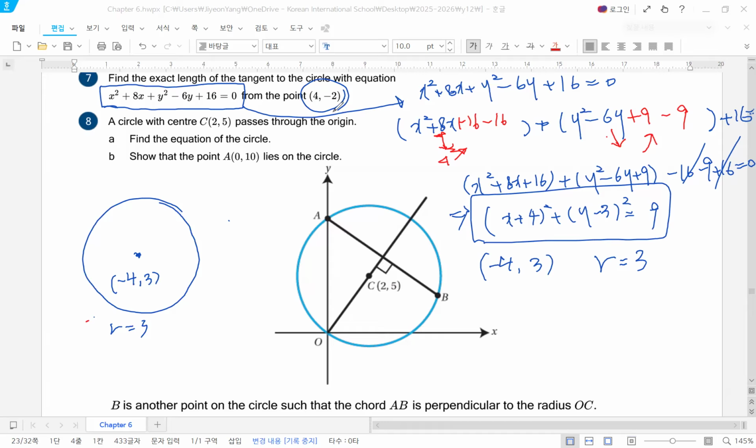So 4 and negative 2. Then 4 plus 4 squared, which is 8 squared, plus negative 2 minus 3, which is negative 5 squared, which is 25. So 64 plus 25 is 89. Do you understand? 89, this is bigger than 9. So this point lies outside or inside? Outside of the circle. It's the previous chapter. So outside the circle, (4, negative 2).